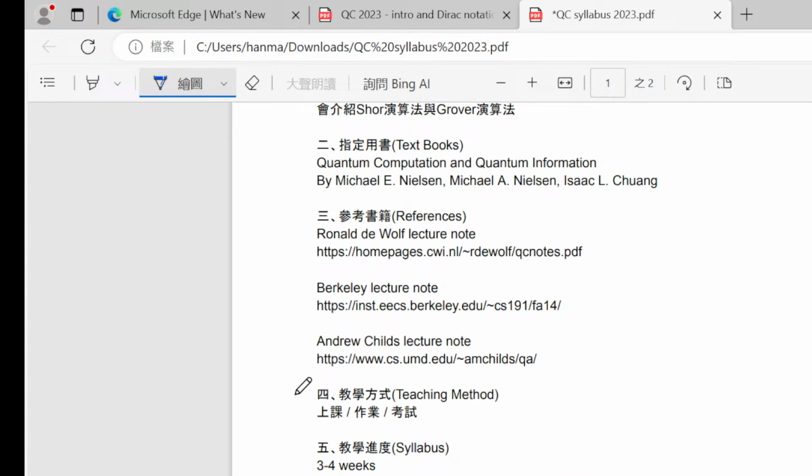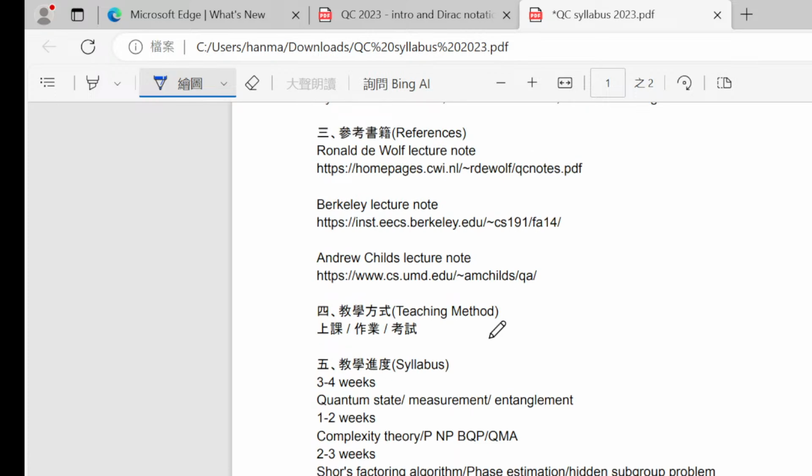Yeah, and the teaching method is mostly lecture, and there will be homework and there will be tests. Oh, also I forgot. This year we are doing something extra, so we also have a little bit of a programming part. Somewhere in the course you will be asked to try the IBMQ. There will be an assignment for you to write a program on this IBMQ simulator somewhere in the course. Okay.